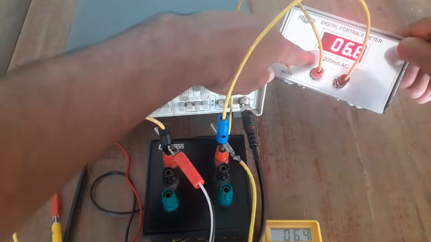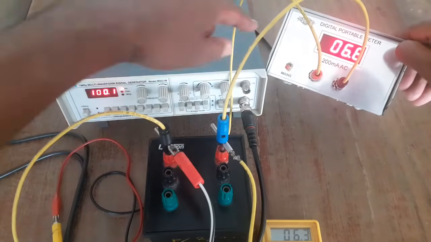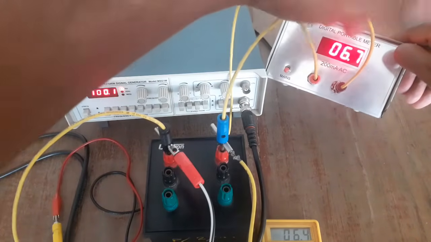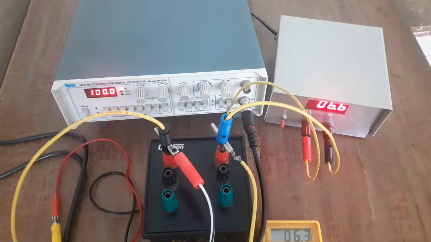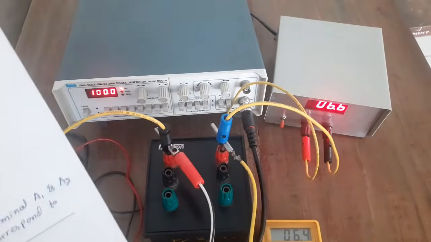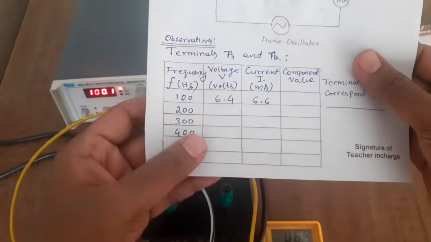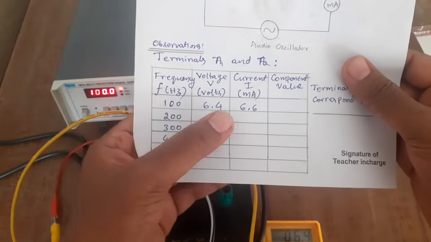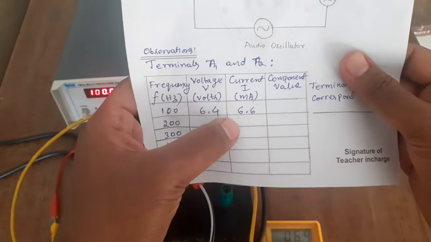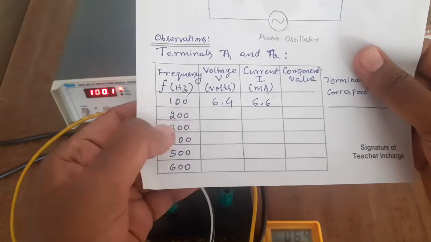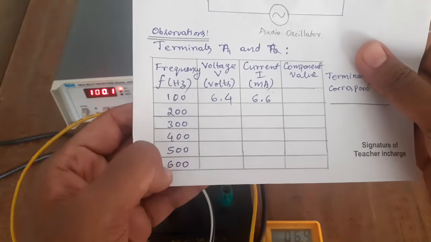It is written here 200 mA, that is the maximum capacity of this ammeter reading. But whatever the numbers it shows, it will be in milliamps. So don't miss it. When you are calculating, that 10 to the power of minus 3 coming out of milliamps should be taken care. So like this you tabulate the reading 6.4 and 6.6, voltage and current in milliamps. Similarly now you should do for 200 Hertz, 300 Hertz and 400 Hertz.